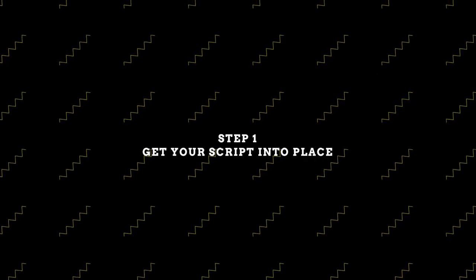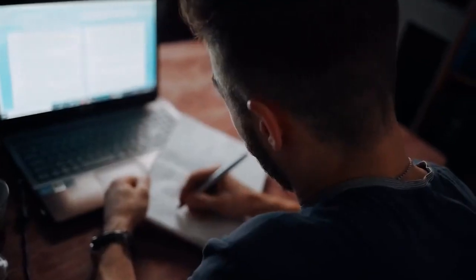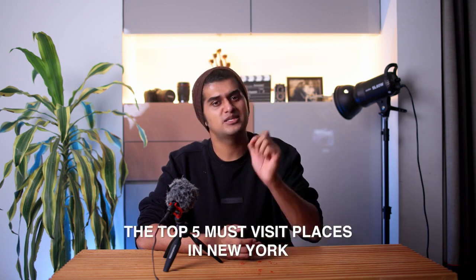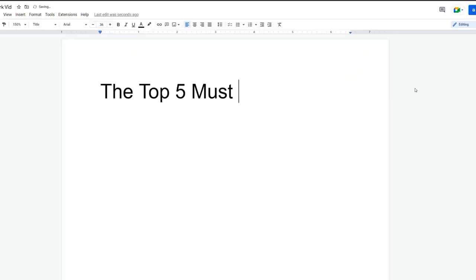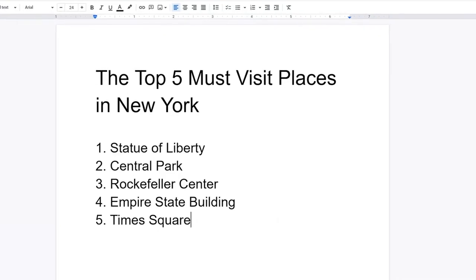Step number 1 is getting your script in place so that INVIDEO can turn the script into a video. The format I'd recommend for the script looks something like this. On the very top you have your heading. Let's just say you're creating a video on the top 5 must-visit places in New York. Add your heading and then add your 5 destinations. Now I simply googled this and came up with these 5 places.